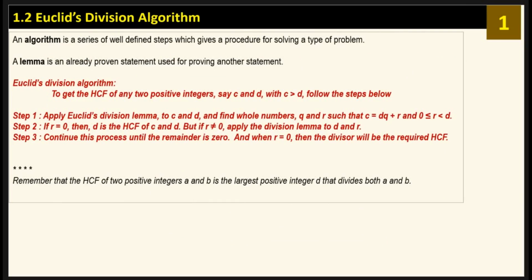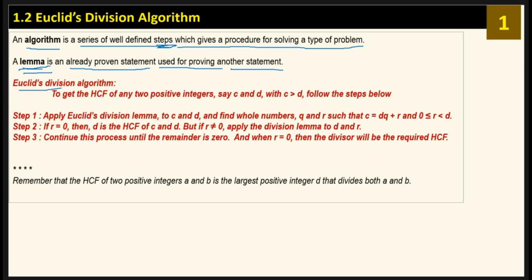Before we go to Euclid's division algorithm, let's try to differentiate between an algorithm and a lemma. An algorithm is a series of well-defined steps which gives a procedure for solving a type of problem. Or in other words, an algorithm can be a well-defined set of steps or procedures which yields an output or a result or solves a given problem. A lemma, on the other hand, is an already proven statement which is used for proving another statement. So a lemma is a proved statement which is being used for proving something else.